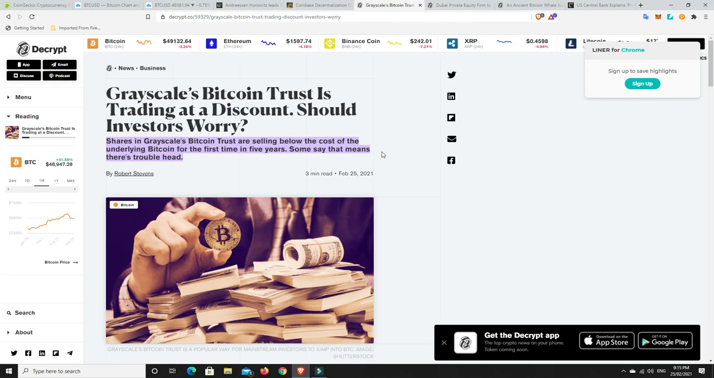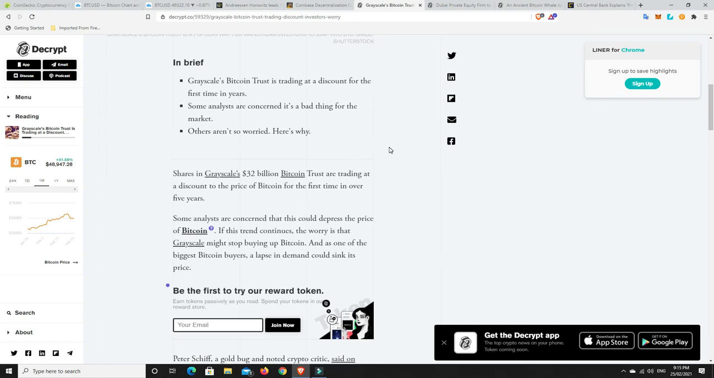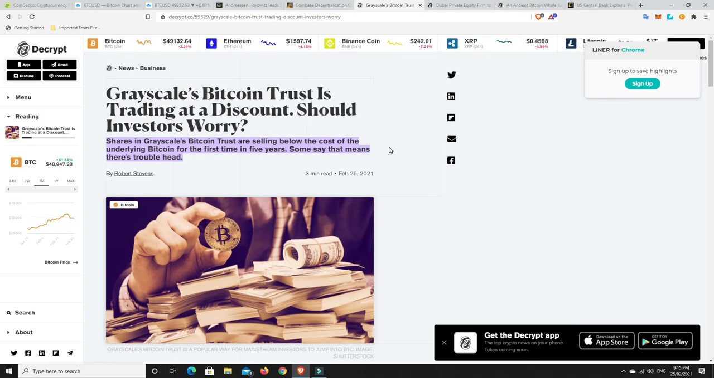All right, so now we go to some troubling news for some people, and again, I've already given my thoughts on this, but we'll go on with the story. Grayscale's Bitcoin Trust is trading at a discount. Should investors worry? Shares in Grayscale's Bitcoin Trust are selling below the cost of the underlying Bitcoin for the first time in 5 years. Some say that means there's trouble ahead. I don't think that means there's trouble ahead. I think it just means we've hit a peak, and so it's come down. What else is there to say? That's just the way it goes.